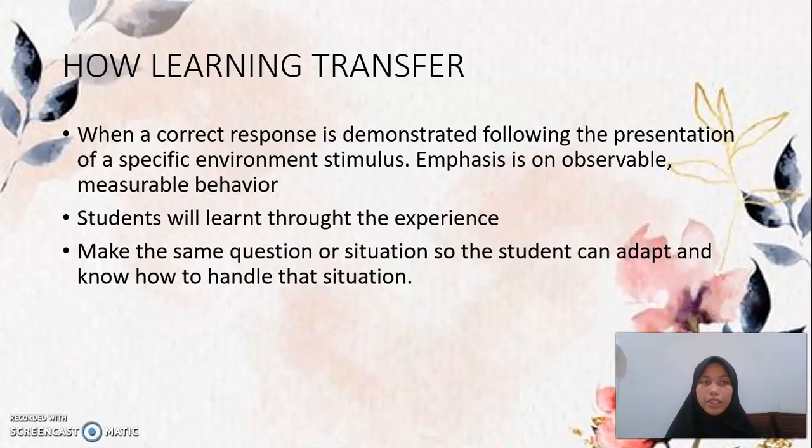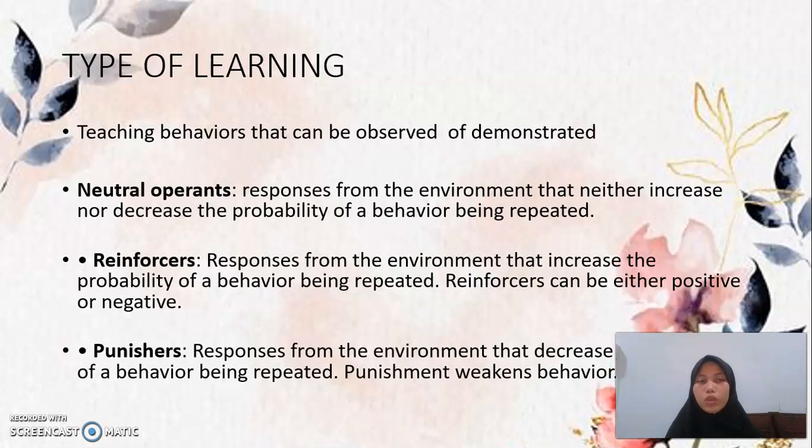Next is how learning transfers. When a correct response is demonstrated following the presentation of a specific environmental stimulus, emphasis is on observable, measurable behavior. Students will learn through experience, given the same question or situation, so that the student can adapt and know how to handle the situation. Next is type of learning: teaching behaviors that can be observed or demonstrated.